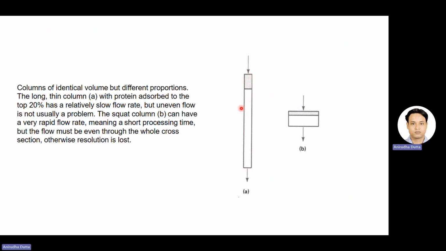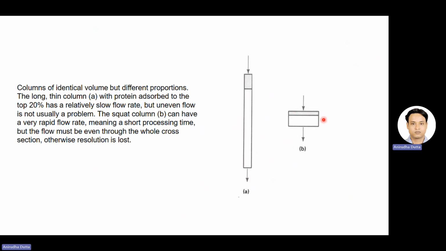However, if the column is narrow and long, then the flow rate through the column would be really low, and it will take a long time to run a particular column. And whenever we are running a long column, if it takes longer and runs at a lower flow rate, then there would always be a chance of the protein band getting diffused, and we'll get a broad peak from this long narrow column.